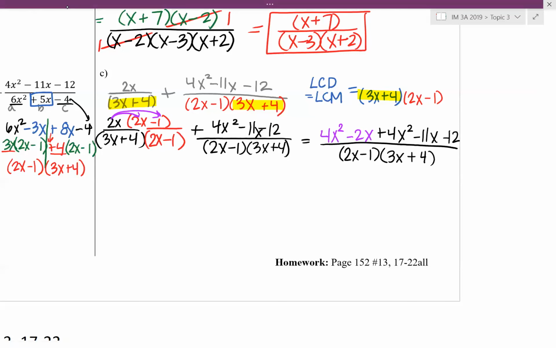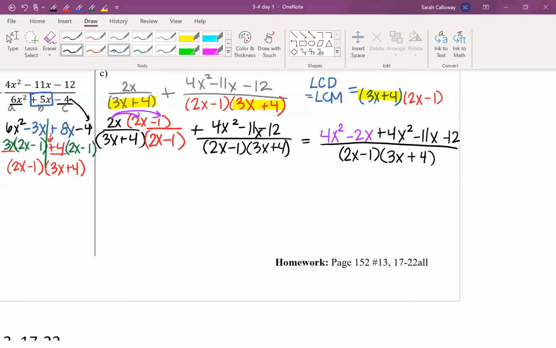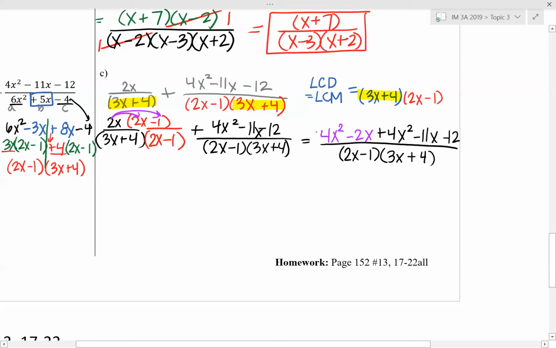So finally, I want to combine like terms and then see if I can factor the result. So if I have 4x squared and 4x squared, that's going to give me 8x squared. And then negative 2x minus 11x is negative 13x. And our final part is a negative 12. So our numerator is 8x squared minus 13x minus 12, and our denominator is 2x minus 1 times 3x plus 4.